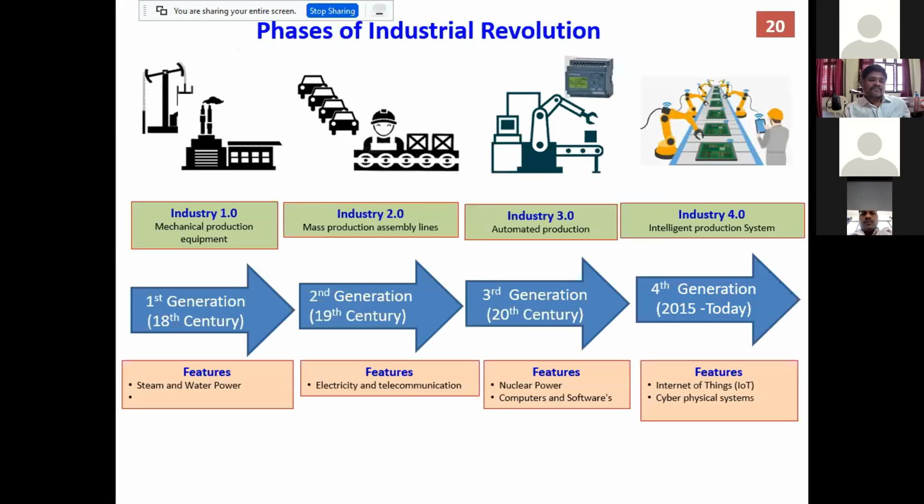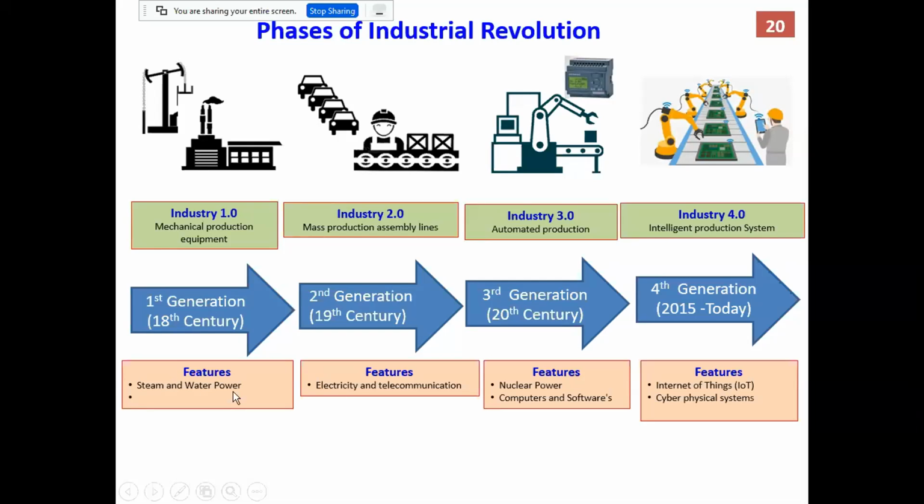As I showed in the last slide also, the first generation, the 18th century, used steam and water to drive our machine tools. That time it was mechanical production of equipment. In the second generation, 19th century, friends, came mass production assemblies, where electricity and telecommunication were used to drive the machine tools. That is what I call mass production assembly.